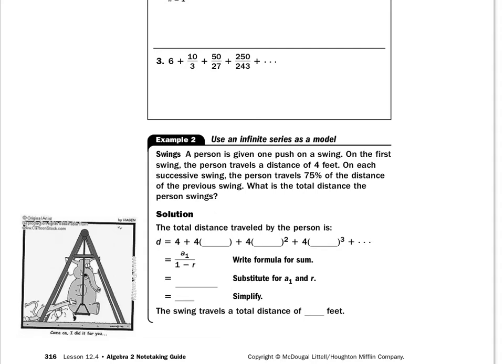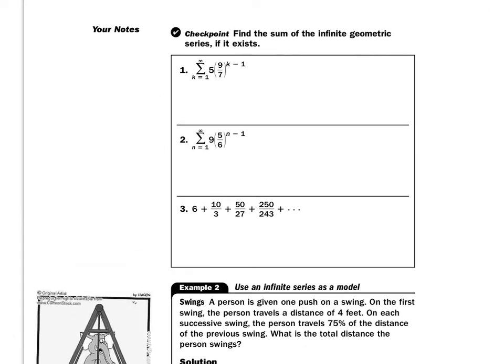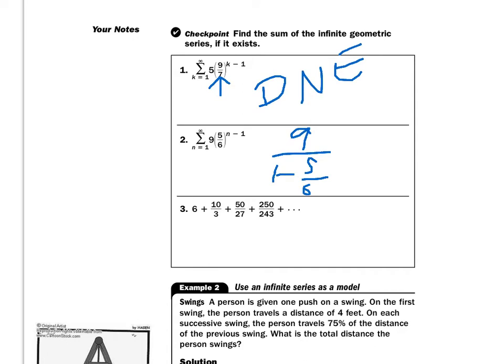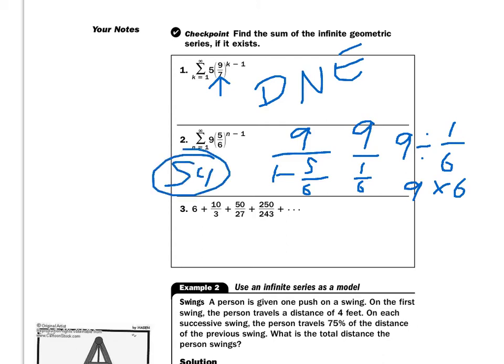You guys take a look at this checkpoint right here, and take just a minute, pause, and see if you can come up with these ones. All right. Hopefully, you said, oh, this one does not exist because that's 9/7 right there. And this one is going to exist where a sub 1 is going to be 9 over 1 minus 5/6. Well, 9 over 1/6, or 9 divided by 1/6 is the same as 9 times 6, because you flip the second one. Hopefully you got 54 there.